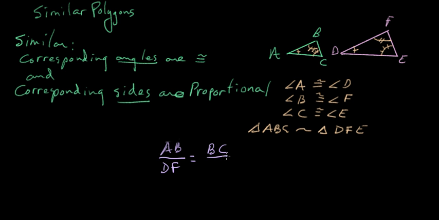BC is to FE, and that's equal to CA over ED. What that means is the ratio of this side to this side, this side to this side, and this side to this side, those ratios are all the same. Remember, a proportion is when we set two ratios equal to each other. So all these three are equal to each other.